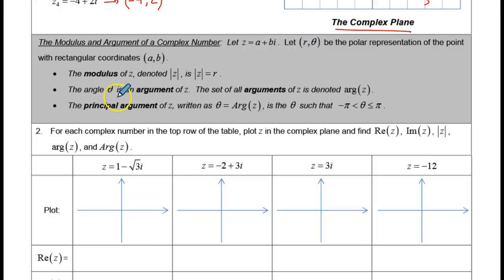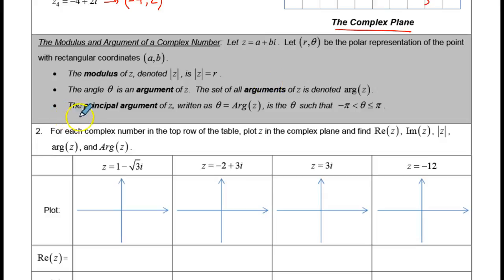The angle theta for the complex number is an argument of z. The set of all arguments of z is denoted arg z. So I'd like you, when you say this, please say it like a pirate. Arg z. And that's enough about the argument of z.